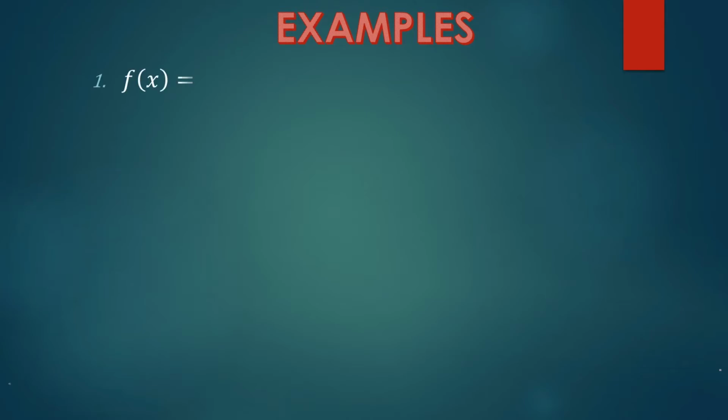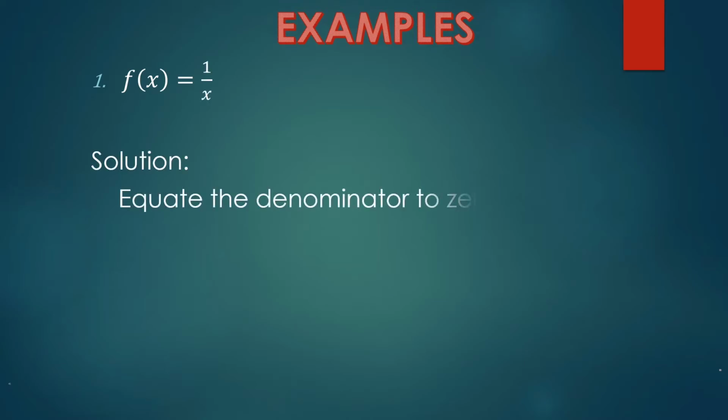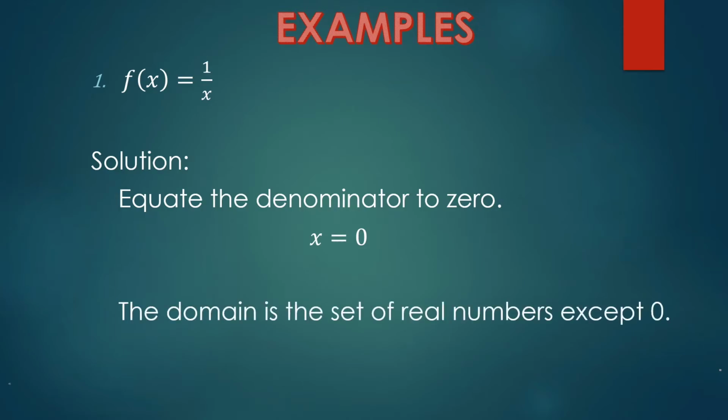f of x equals 1 over x. To solve for the domain, equate the denominator to 0. Our denominator in this rational function is x. Equate to 0, we have x equals 0. Since it is now in its simplest form, it is the final answer. The domain is the set of real numbers except 0, or in symbols, x is any element of real numbers such that x is not equal to 0.